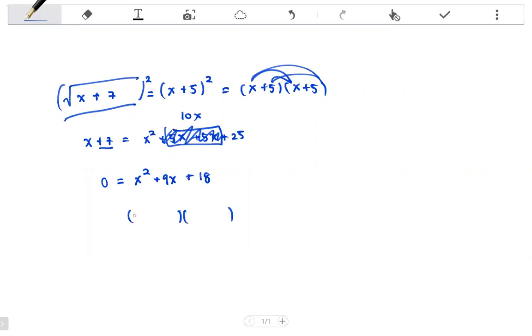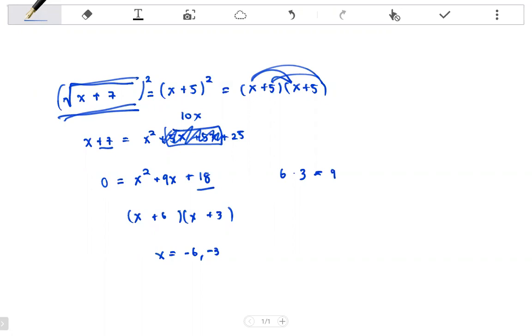Our first term is x squared, so it's going to be x and x. 18 is going to be 6 and 3, right? 6 times 3 is 18, and 6 plus 3 is 9. So x plus 6 and x plus 3, leaving our solutions to be x equals -6 and -3. But not quite, right? Since in our very first step, we raised a radical to the power of 2 to get rid of it, we have to check for extraneous solutions.